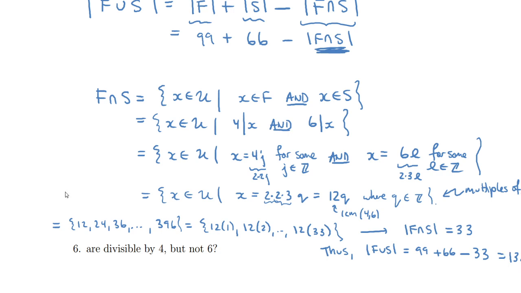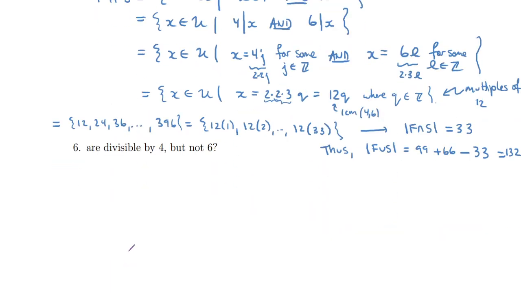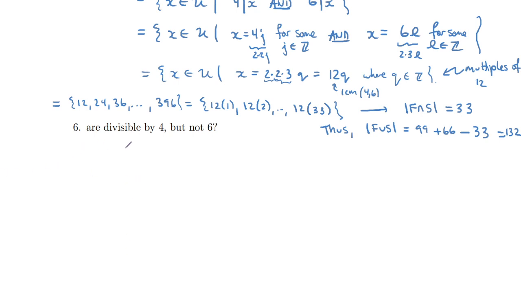Oh, you know what? I just realized that this got cut off too. So this is multiples of 12. I wrote it over here, but the screen edge got cut off. And this is 132. Okay, so that fits. So they are divisible by 4, but not 6.